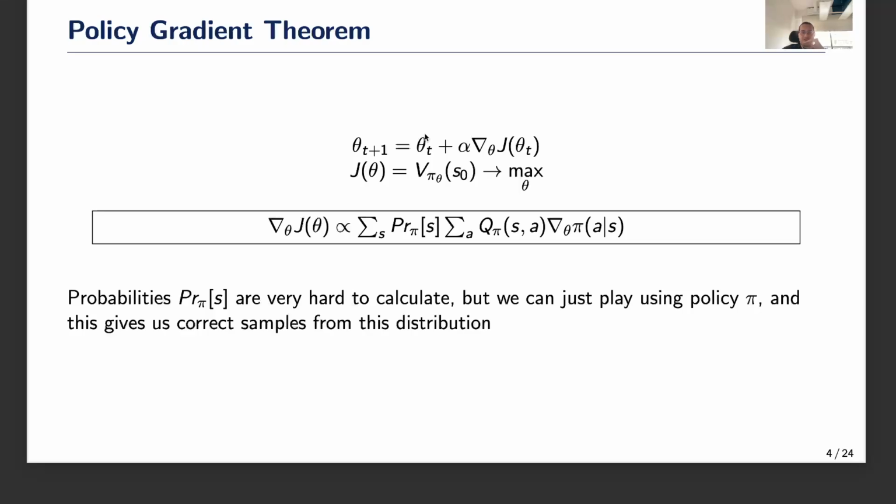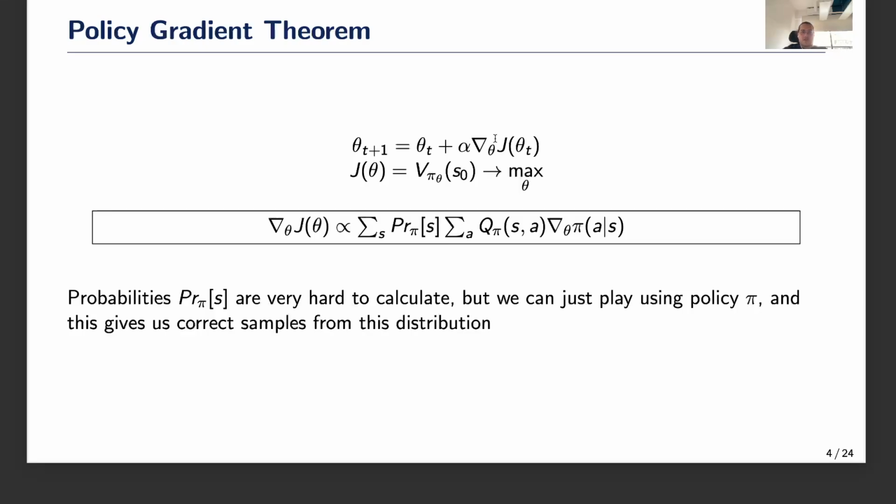So this is a standard gradient ascent step, using learning rate alpha. But the core question is how do we compute the gradient with respect to theta, so this part.